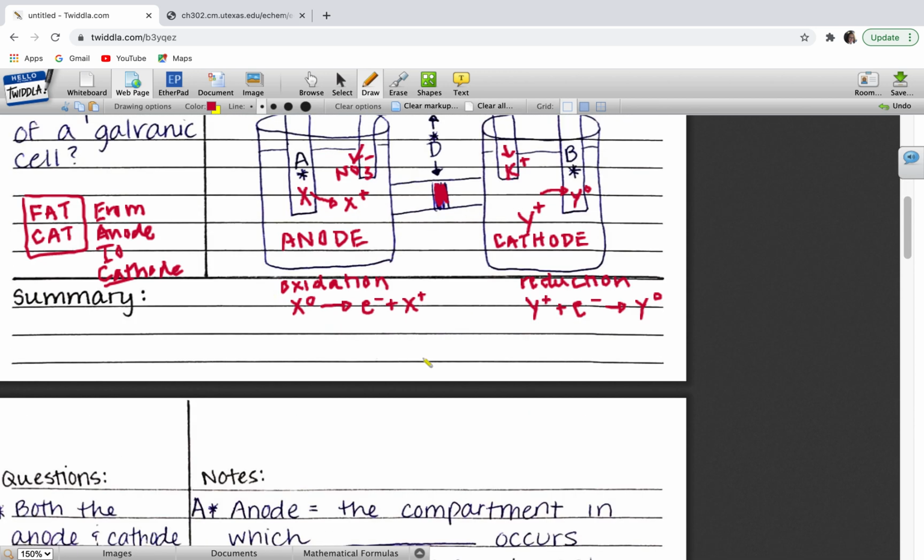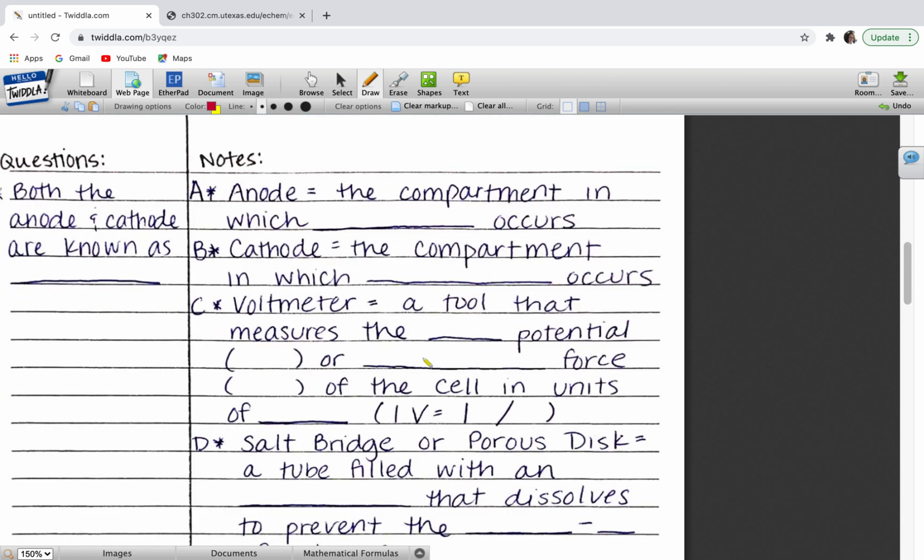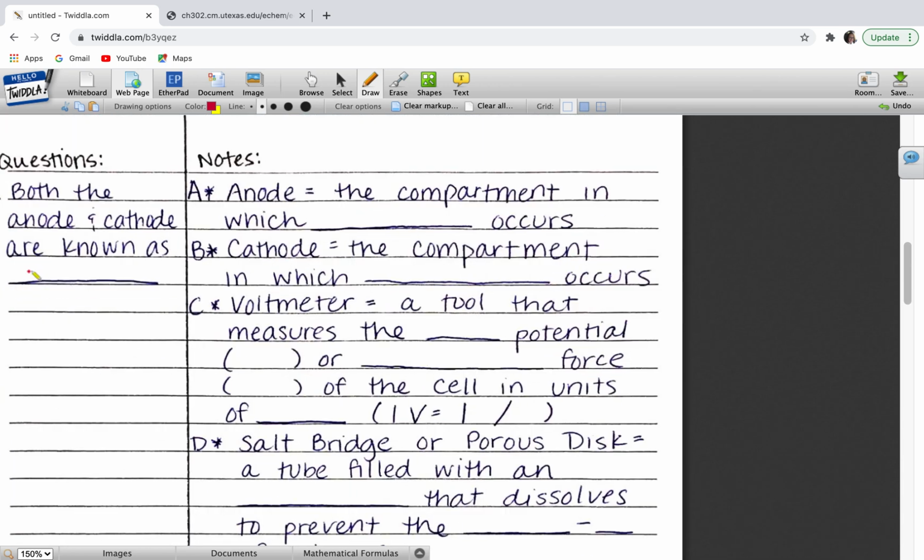Okay, so then the next page just kind of goes over all of it. So both the anode and the cathode are known as electrodes. Okay, so they might ask you which electrode is the anode or which one is the cathode. They're both electrodes. One is specifically the anode. That is where your oxidation is occurring. Cathode is the area in which reduction occurs.